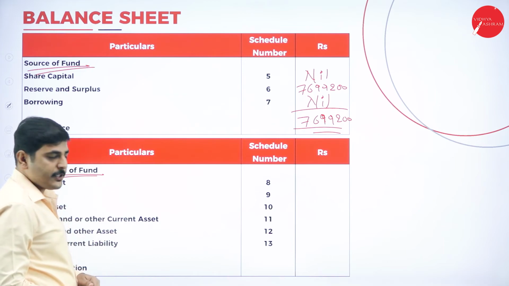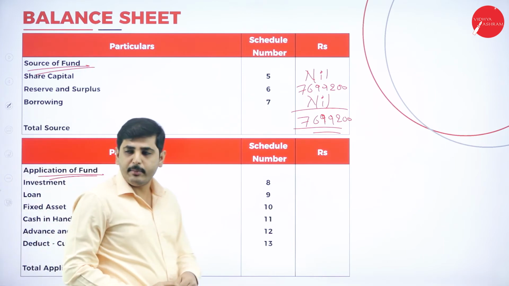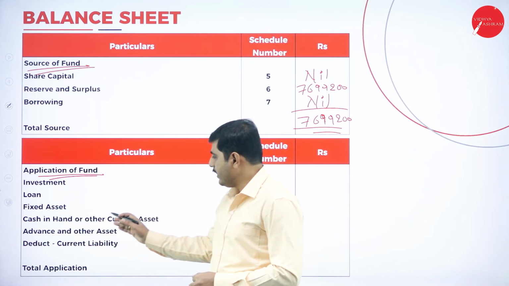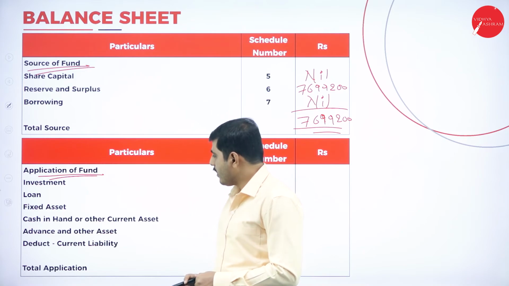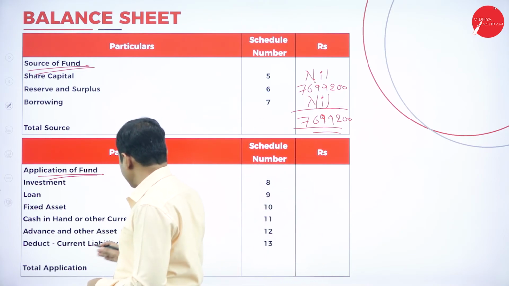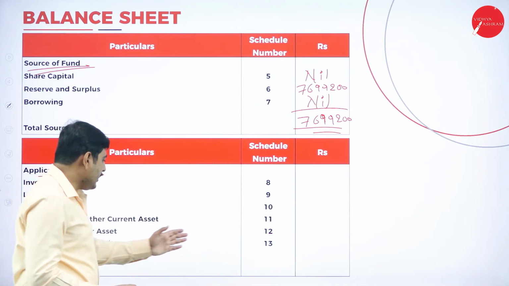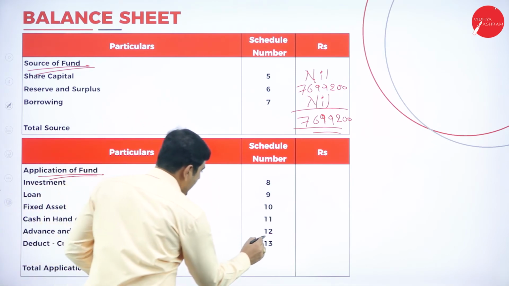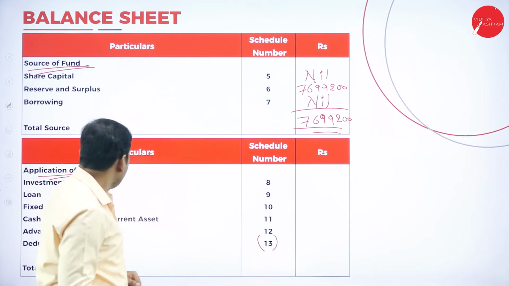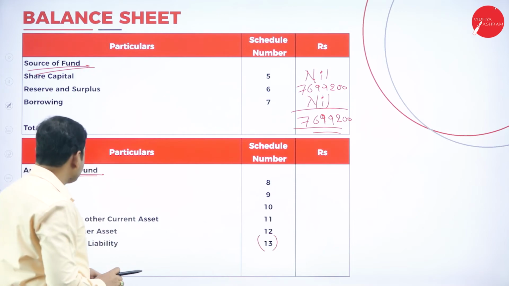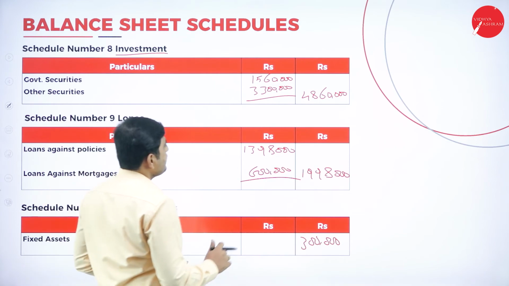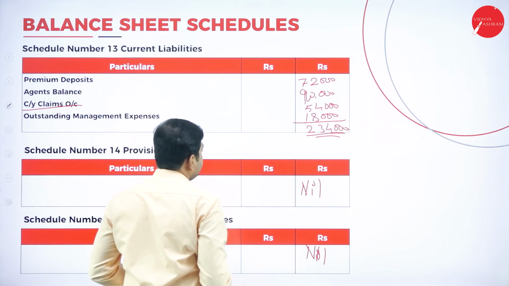First one, under the application of fund: schedule number 8 investment, schedule number 9 loan, schedule number 10 fixed asset, schedule number 11 cash in hand and other assets, and also schedule number 12 other current assets. Next one, schedule number 13 is the current liabilities. This amount should be deducted. Keep this in mind. And schedule number 14 and 15 we should not show here. Next one, first coming to the investment. What is the total investment we are having here? Total investment, schedule number 8, is 48 lakh 60,000.